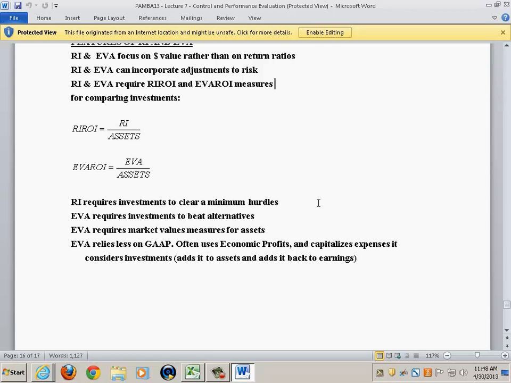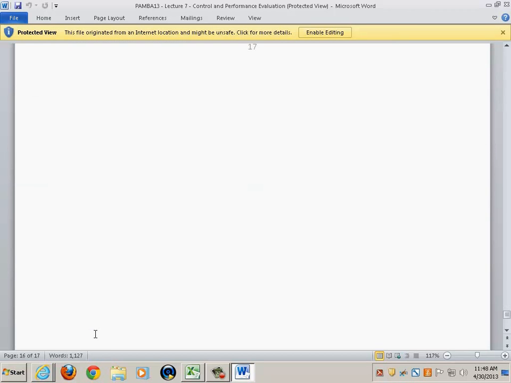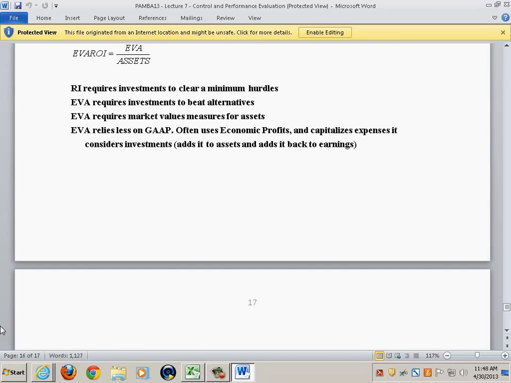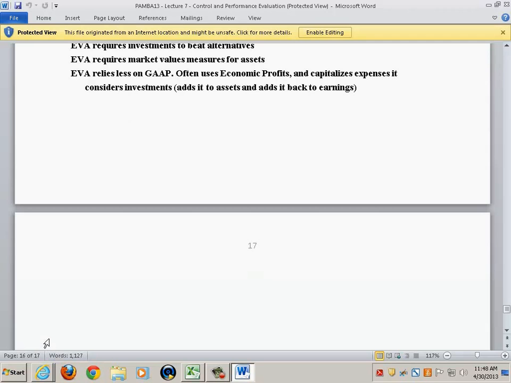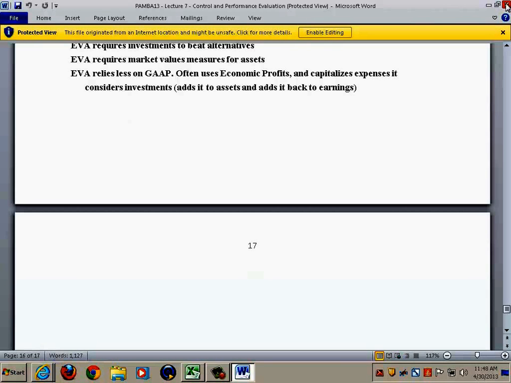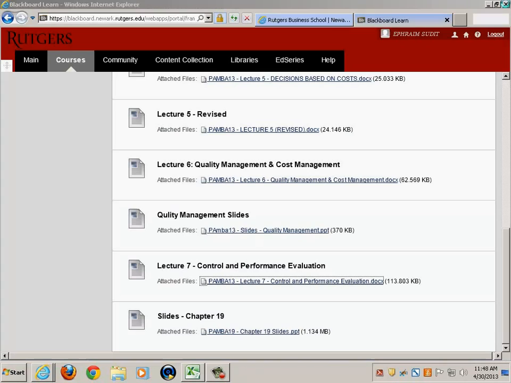And the EVA relies less on GAAP because the adjustments that it makes for the calculation of NOPAT, net operating profits after taxes, include many cash flow items. So that's getting away from accruals. So that's another difference. If there are no further questions, we're going to go through a number of numerical examples now, which will make things hopefully clearer.